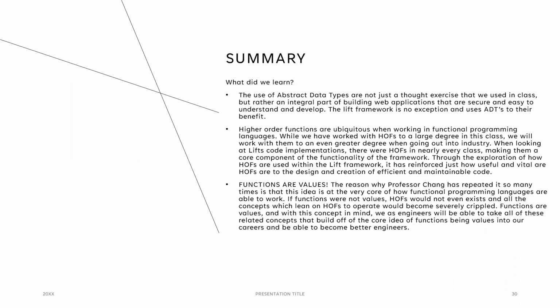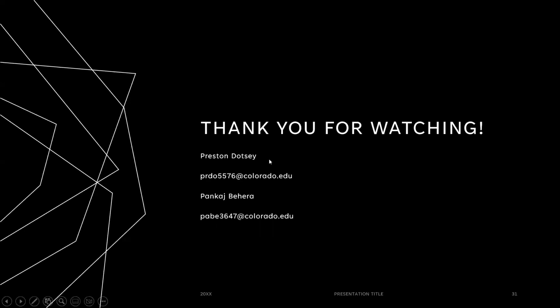Looking through all these frameworks, higher order functions are everywhere. Almost every little function that I've seen has been a higher order function if it's doing anything more than just assigning a value. And then the last point, functions are values. The reason why this has been repeated so much in this course is that in functional programming languages, if it wasn't treated as a value, the way that these languages work wouldn't work anymore. If higher order functions didn't exist, which they wouldn't without functions being treated as values, most other parts of the language become crippled. And so that is the very base layer of how everything works in this.